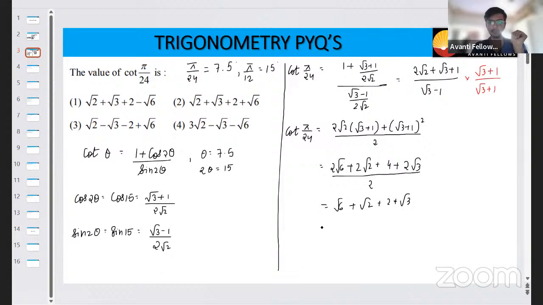If we try to rearrange, I think we'll get root 2 plus root 3 plus 2 plus root 6, which is our option number 2. This is my answer. I hope it is clear. Let's see the next one.